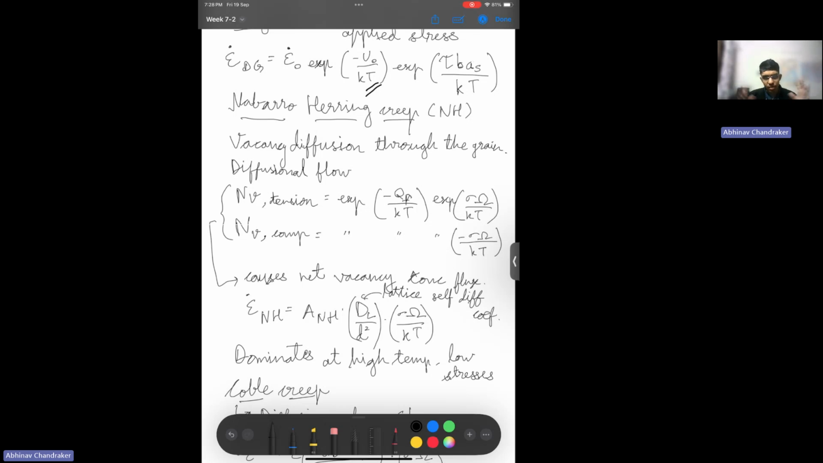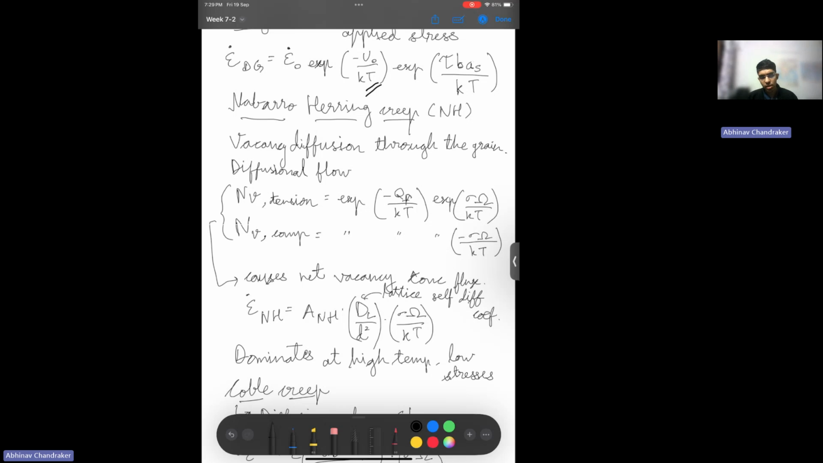In compression, you have atoms being pushed towards each other. In tension, they are farther away from each other. That leads to a change in the local volume or atomic volume, you can call it, and that leads to a change in the equilibrium number of vacancies that you will have in that condition. Because of this, there is a concentration gradient and you will have a flux of vacancies.